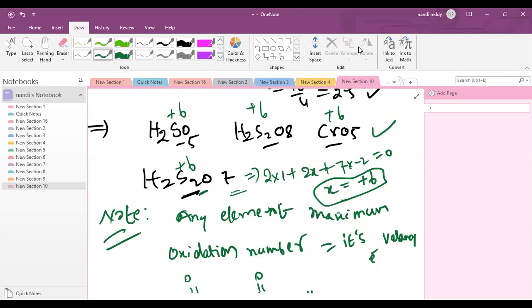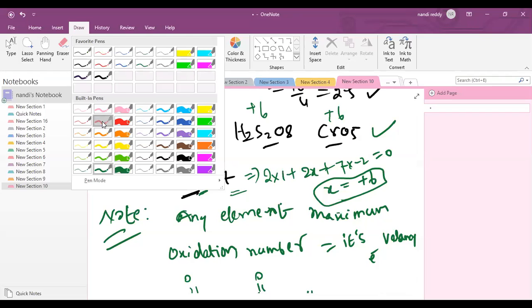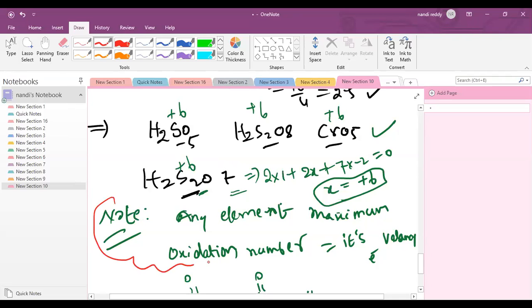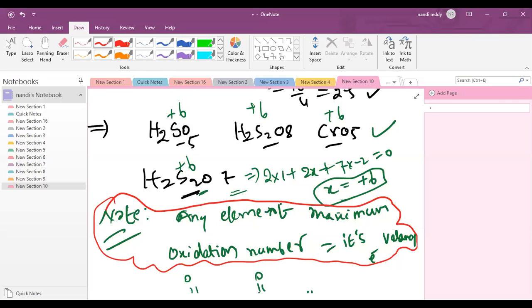Kaushik Babu, we discussed this in class also. Chromium valence is 6. How many people remembered the periodic table? If you remembered the periodic table, you won't get any doubt. This is the only point you have to remember, which is under the note I wrote: any element's maximum oxidation number equals its valence electrons.